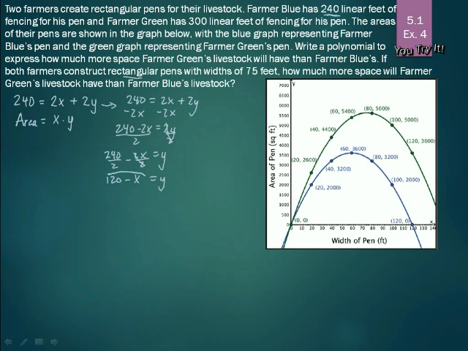So we can plug that exact thing into the area. Since we want a polynomial, instead of calling it area, let's call it b of x. That's Farmer Blue's area. So we have x times, and now instead of y, we put 120 minus x. We can distribute that to make it simpler. x times 120 is 120x, and x times negative x is negative x squared. In standard form, with the highest degree first, that would be negative x squared plus 120x.